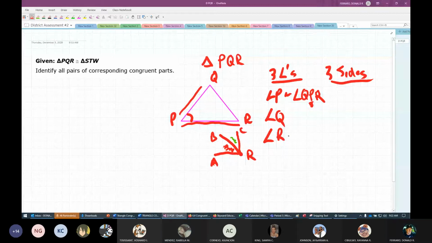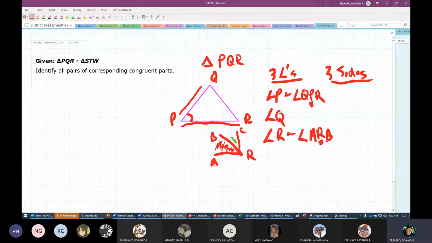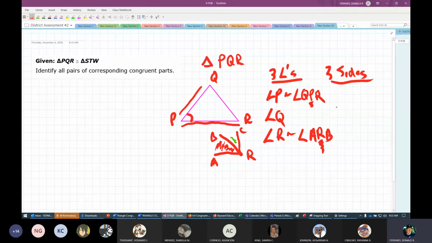Brianna, can you help her out? I've got this lower angle, the one that is shaded in red. I can't name it just angle R because we've got adjacent angles. So what would I name this lower angle? It would have three letters. Would it be ARB? ARB, exactly. And again, R is the vertex.